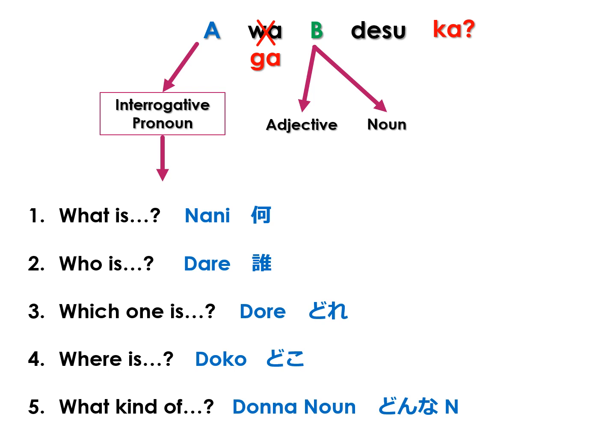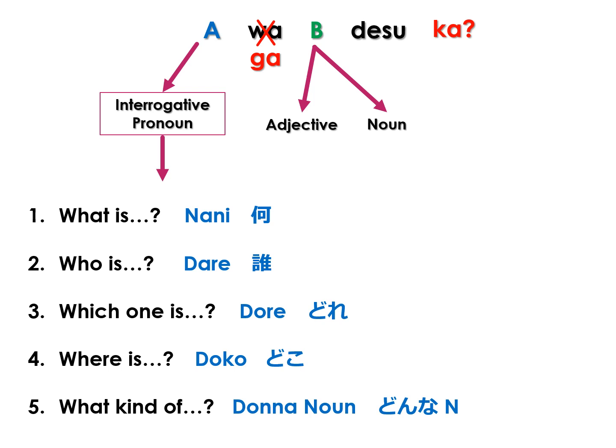Third one is Dore ga B desu ka? Which one is B? This is when you're asked to choose which one is B among a bunch of choices. Fourth is Doko ga B desu ka? Where is it that's B? And the last one is donna, and then the noun ga B desu ka?